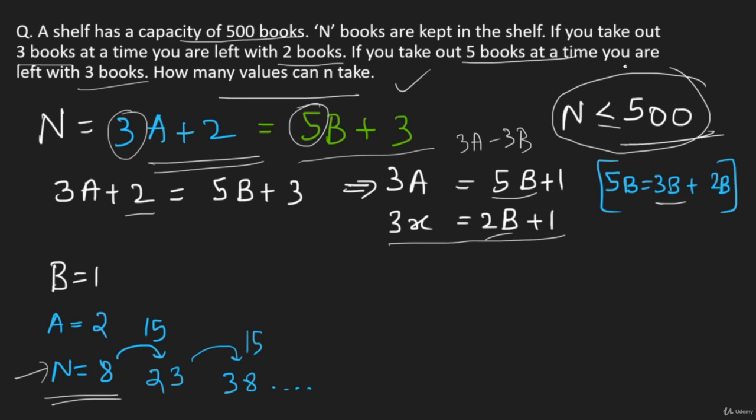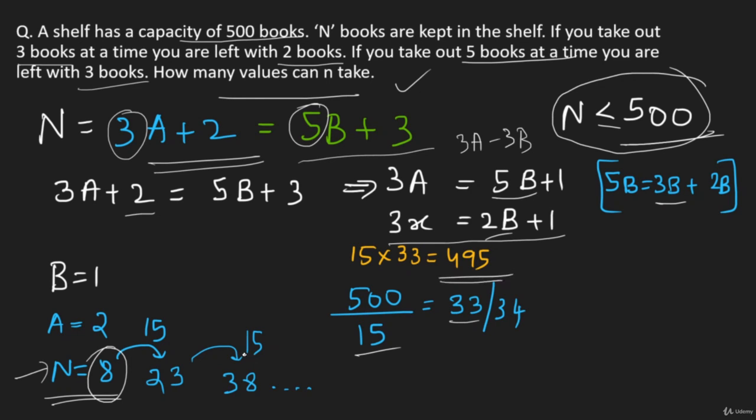Now, if you take the first 500 natural numbers, and if you want to see how many multiples of 15 are there in the first 500 natural numbers, all you have to do is 500 divided by 15. That's 33 point something. So your answer over here will be either 33 or 34, depending on what the starting term is. Over here, you can see that you're starting with 8, right? So if you take 15 into 33, you'll get 495. Now if you add 8 to 495, it will be 503, which is more than 500. So you cannot take 33. You have to take 32.